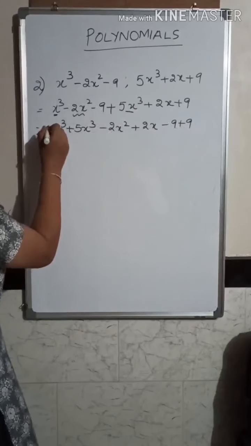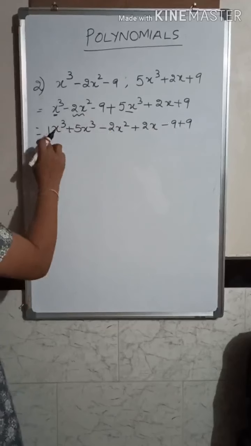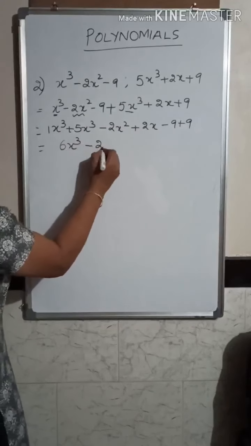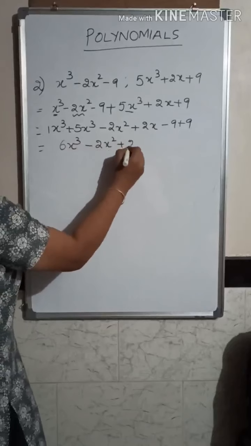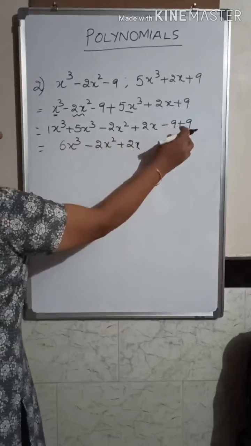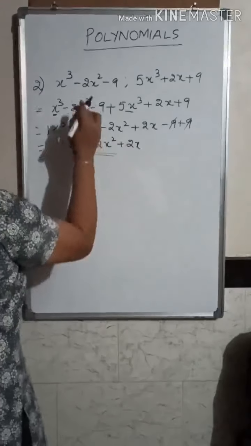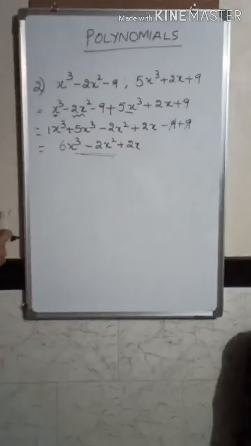Now here there is no coefficient, that means it is 1. So 1 plus 5 is 6, so you get 6x cube minus 2x square plus 2x. Here minus 9 and plus 9 becomes 0, so this gets cancelled. So this will be the sum of these two polynomials.